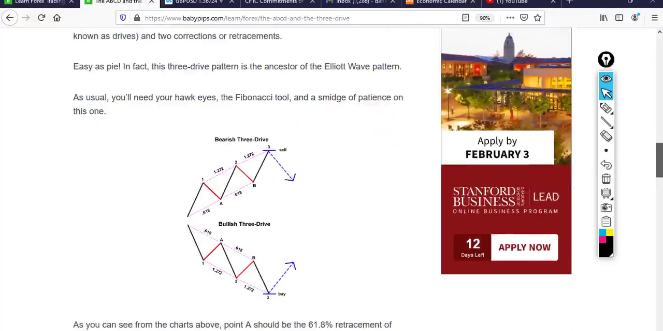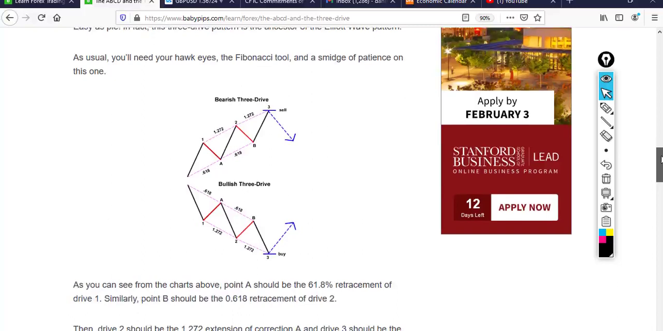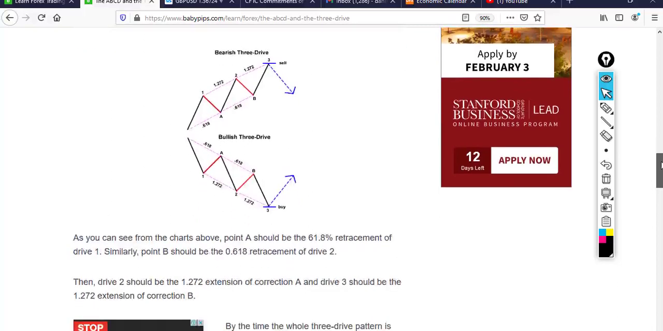Apart from the Fibonacci tool, you also have to be very patient to make sure you are waiting for the pattern to complete before executing your trades, either long or short. So look at it very well. This is the first impulse, this is the retracement. We will fall down to the retracement level of 0.618. Okay, so that is that.